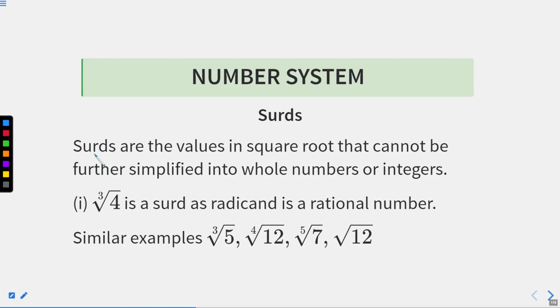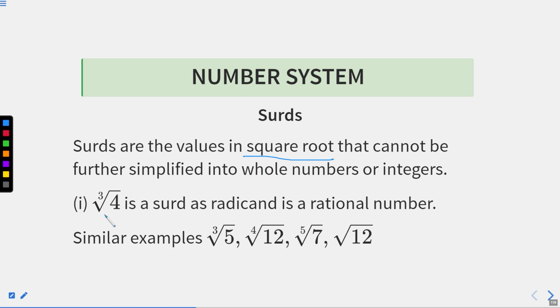Surds are values in square root that cannot be further simplified into whole numbers or integers. Okay, so surds are values in square root. Surds are not just limited to square roots. It can be the cube root or the fourth root or the fifth root.